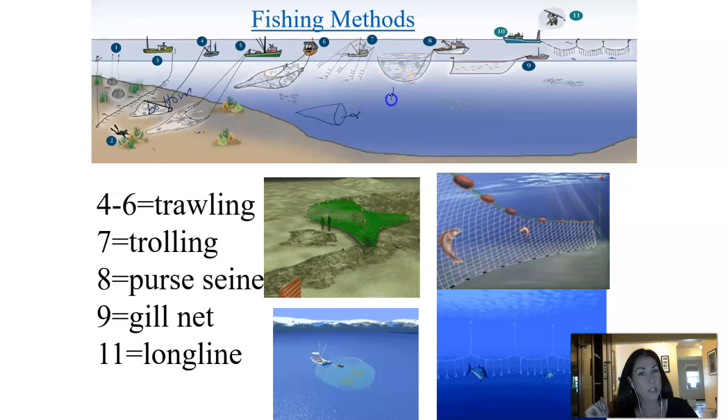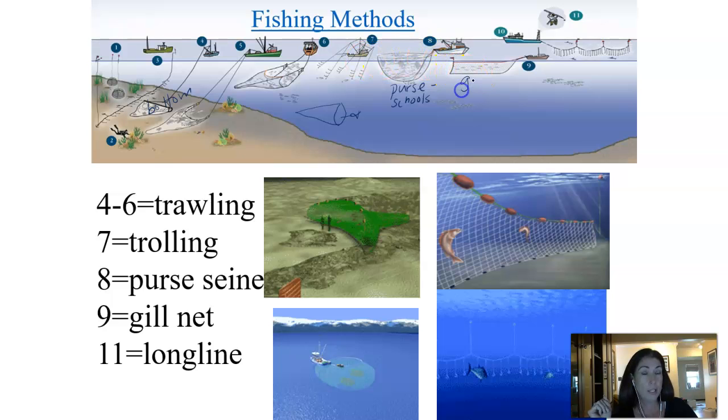This is a purse seine. This is used to catch large schools of fish. What you do here is they will drop a net in when they see a school of fish, and they'll encircle them with their boat, and then they'll be able to pull that net up from the bottom. So this captures huge schools of fish.